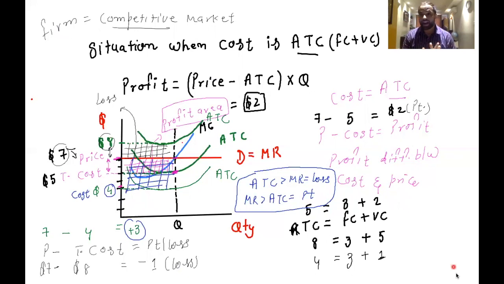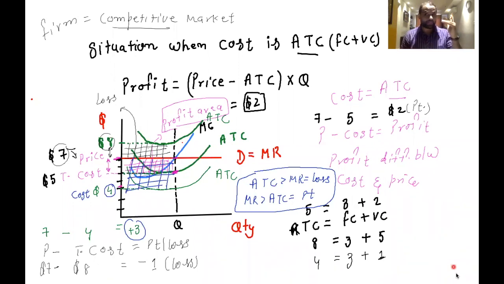So the firm will not exit. But if the cost becomes 8, why does cost become 8? Because you keep producing, your variable cost increases. Variable cost is a part of total cost. Total cost increases, then cost is more than price.